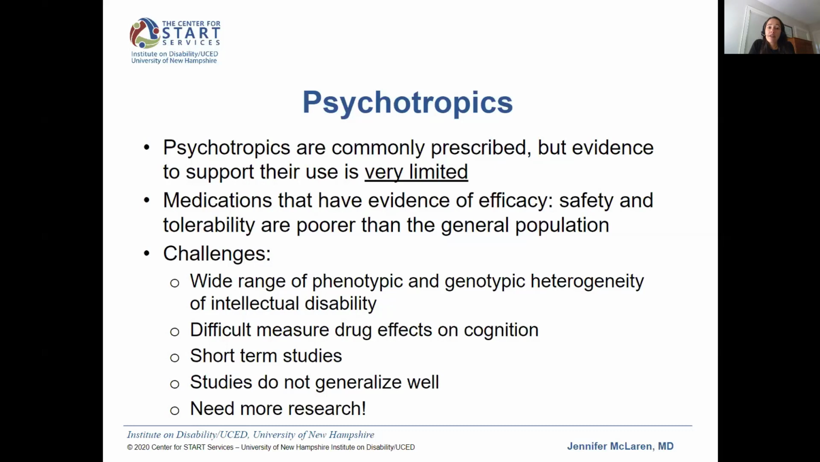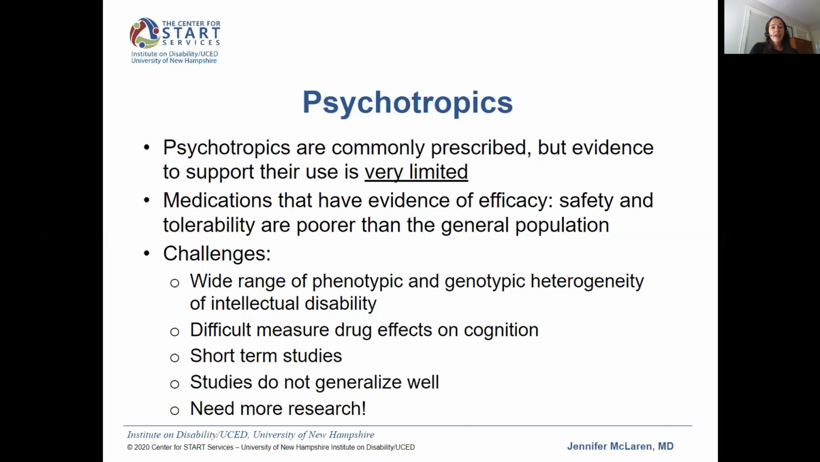These challenges are partly because there's a wide range of phenotypic and genetic heterogeneity in individuals with intellectual disability, right? So Joni said yesterday, if you've seen one person with autism, you've seen one person with autism, right? People vary greatly, so it's a patient population that can be more challenging to study.